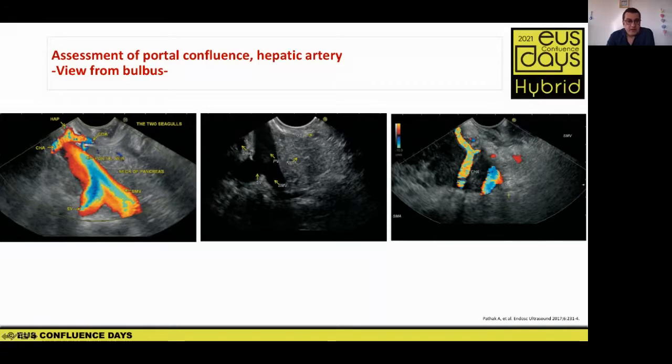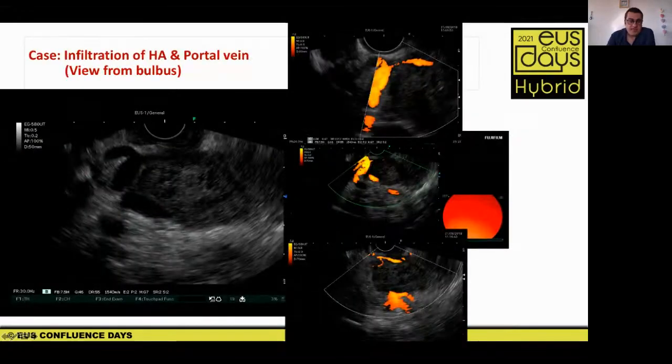The common hepatic artery, when it gives off the gastroduodenal artery, goes towards the liver as the hepatic artery proper, or proper hepatic artery. On the left side of the screen, you see the tumor involving both the hepatic artery and the confluence of the portal vein. And this is one of our cases.